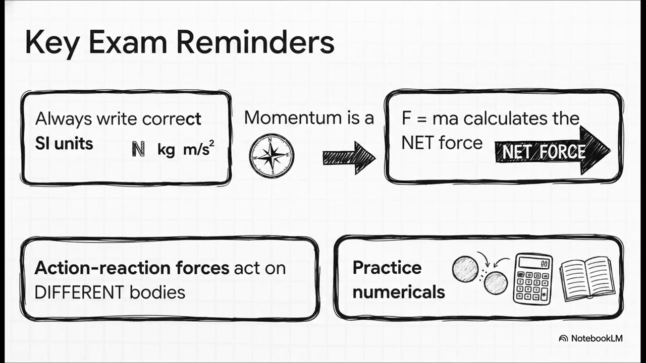And finally, some very crucial reminders for your exam. Beta, please do not forget to write the correct SI units in your answers. Marks can be cut for this. Always remember that momentum is a vector quantity, which means it has a direction. F equals ma is used to calculate the net, or the resultant, force. And, as we just discussed, action and reaction forces act on different bodies. Most importantly, practice numerical problems. That is the absolute best way to master these concepts.